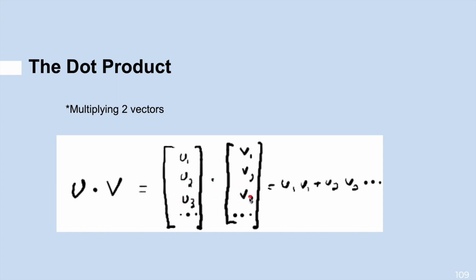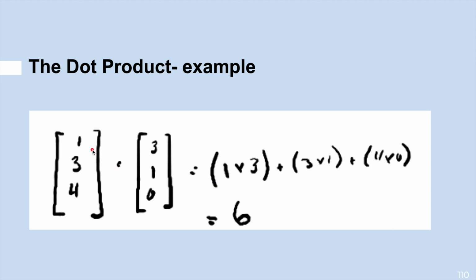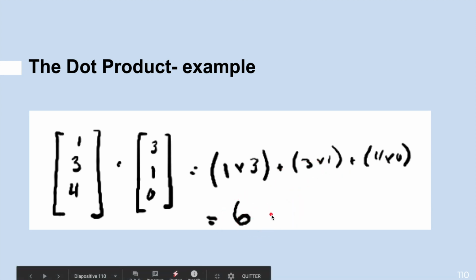We're going to do an example. So here we have the vector 1, 3, 4, dotted with 3, 1, 0. What we do, we take number 1 times 3 plus 3 times 1 plus 4 times 0. We have 1 times 3, which is 3, plus 3 times 1, which is 3, plus 4 times 0, which is 0. 3 plus 3 is 6. And that is all we have for this.